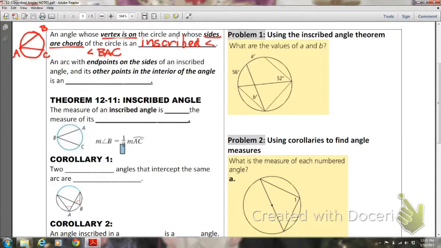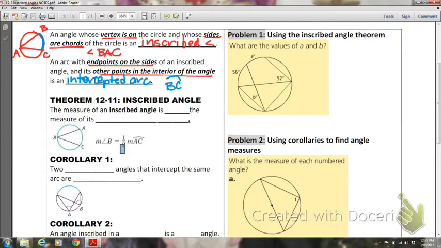The next definition is an arc with endpoints on the sides of an inscribed angle, and its other points on the interior of the angle, is called an intercepted arc. So let me change colors so we can outline that. Here in this diagram, this arc BC is an intercepted arc because the inscribed angle intercepts it.